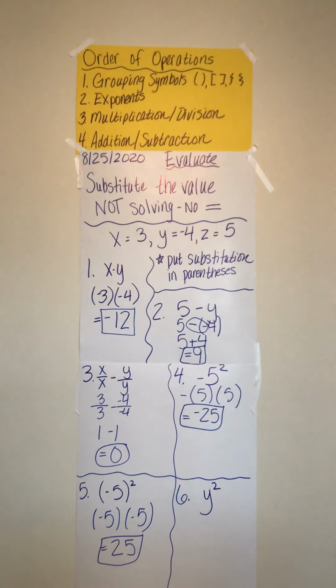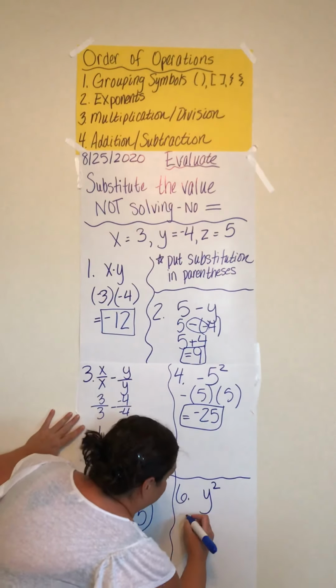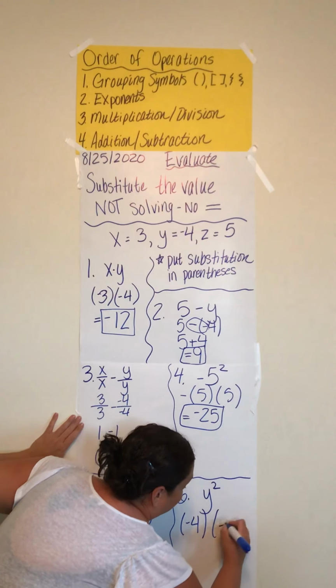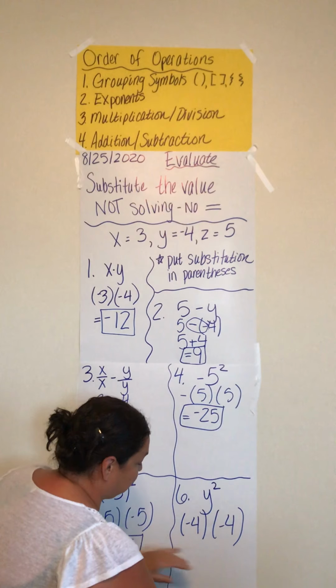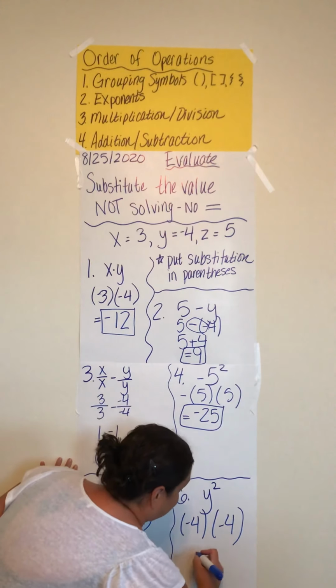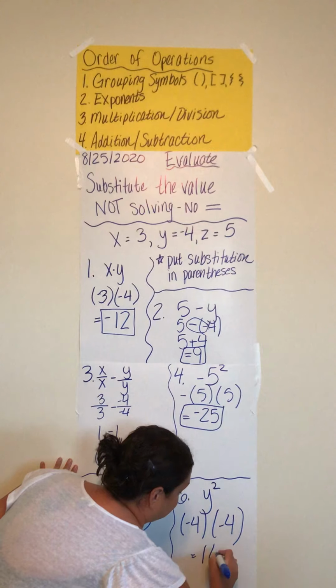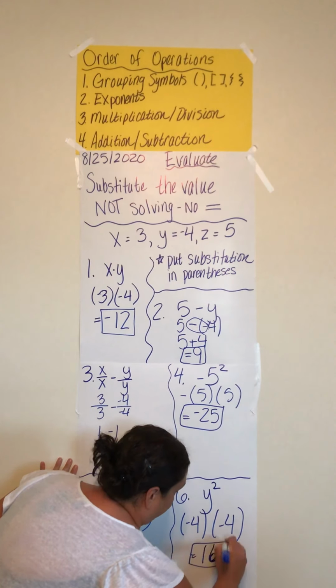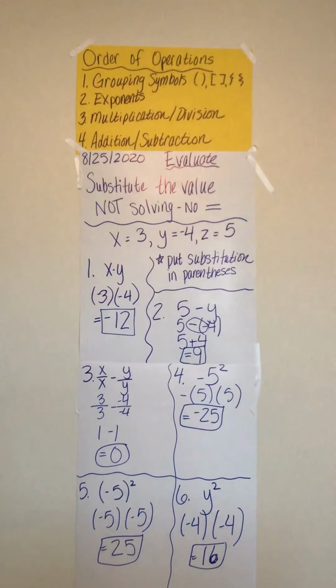Now let's take a look at number 6, Y squared. Now Y is negative 4, so in this scenario, we will square negative 4. So we'll rewrite it with our substitution parentheses. So we have negative 4 times negative 4. Negative times a negative will give us a positive. And 4 times 4, whoop, that's a 16. Oh, goodness. So again, in that scenario, we did multiply the negative 4 because it wanted us to square the Y. And when we substitute, we have to substitute the whole thing. We can't just leave out things because that's not the problem.